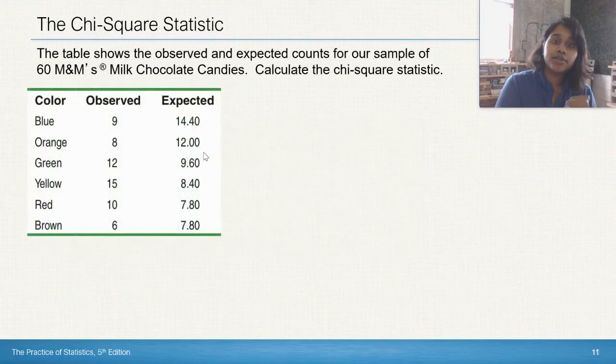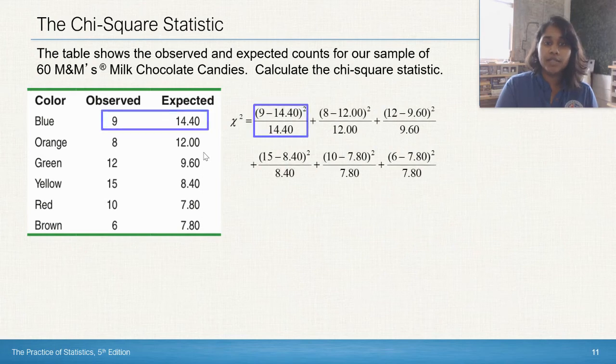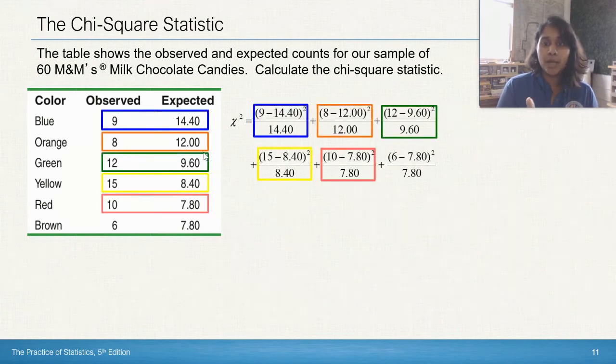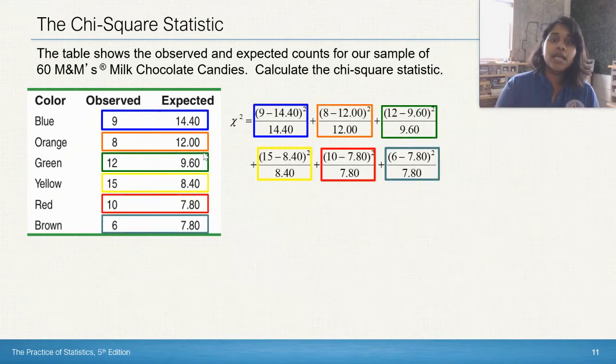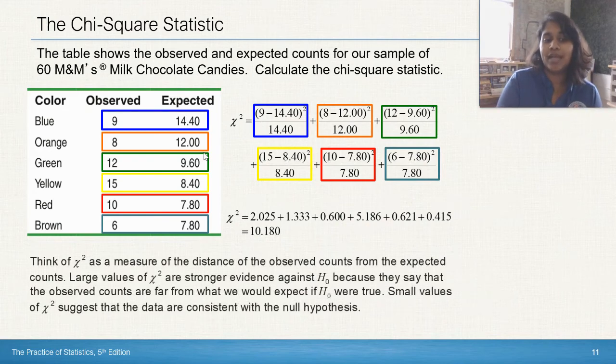So here's our information. Let's plug it into our formula. Following the color, you'll be able to match them up. Boom, boom, very nice. Now I add them all up together and I get 10.18. But what does that mean? X squared, chi-squared, is 10.18. Well, we need to do a little bit further analysis.